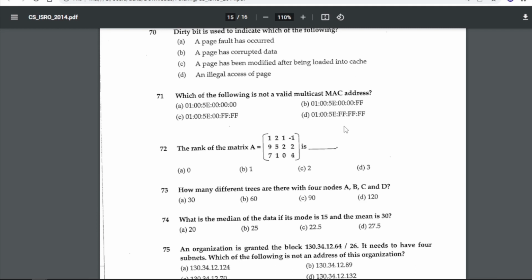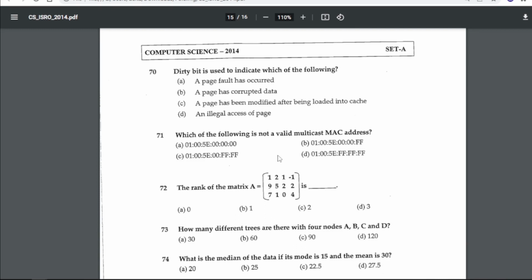So the range of multicast MAC addresses lies between 01005E 000001 up to at last 7FFFFF. So that goes in that way. So here, for 71, our answer will be D.